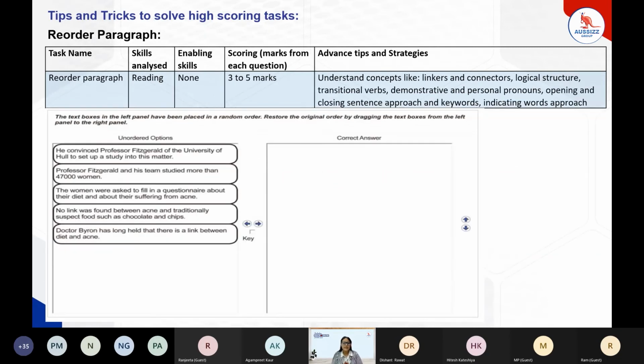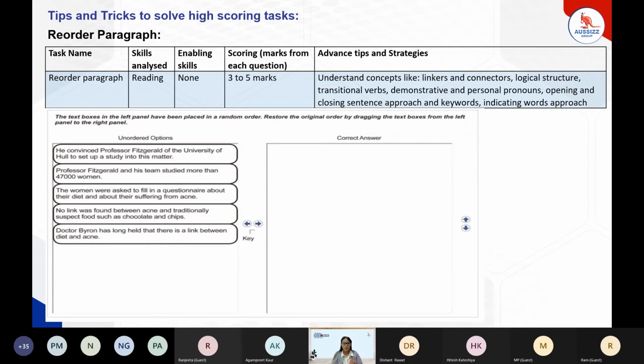Okay. Next is about reorder paragraph. It is just like a para jumble, which we have heard of earlier in different exams, or might be in schooling as well. That is nothing but reorder paragraph. Sentences would be given, and I just have to jumble them up and make a perfect answer. For that, I need to have knowledge about linkers, connectors, logical structures, and transitional verbs. These are the terms which I have highlighted, so that after this session as well, you can refer to these notes and try to solve on that basis. Indicating words approach.